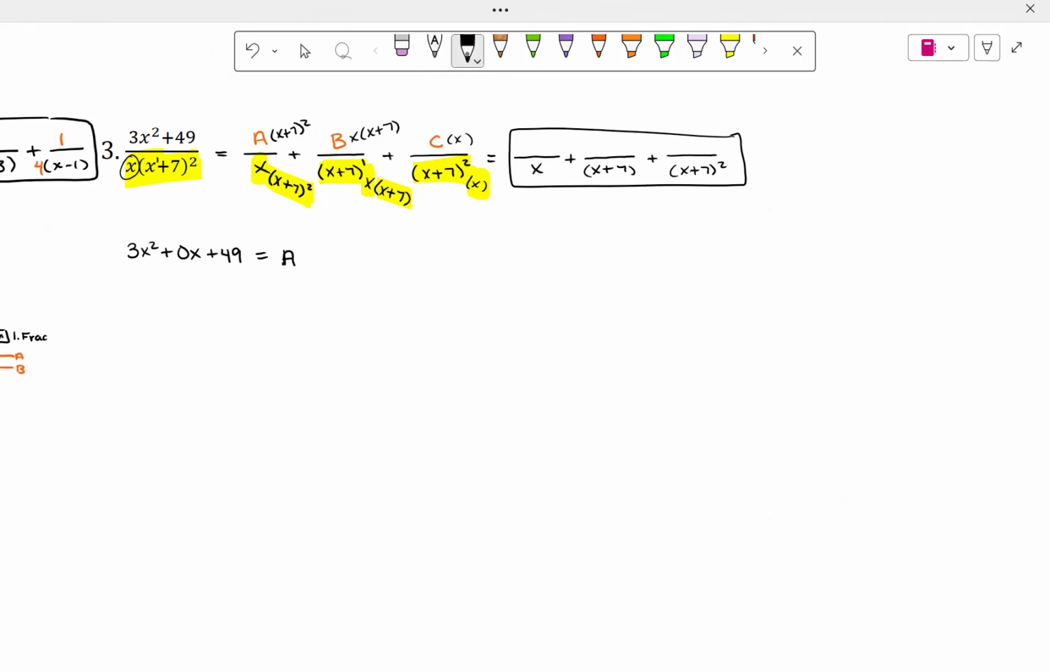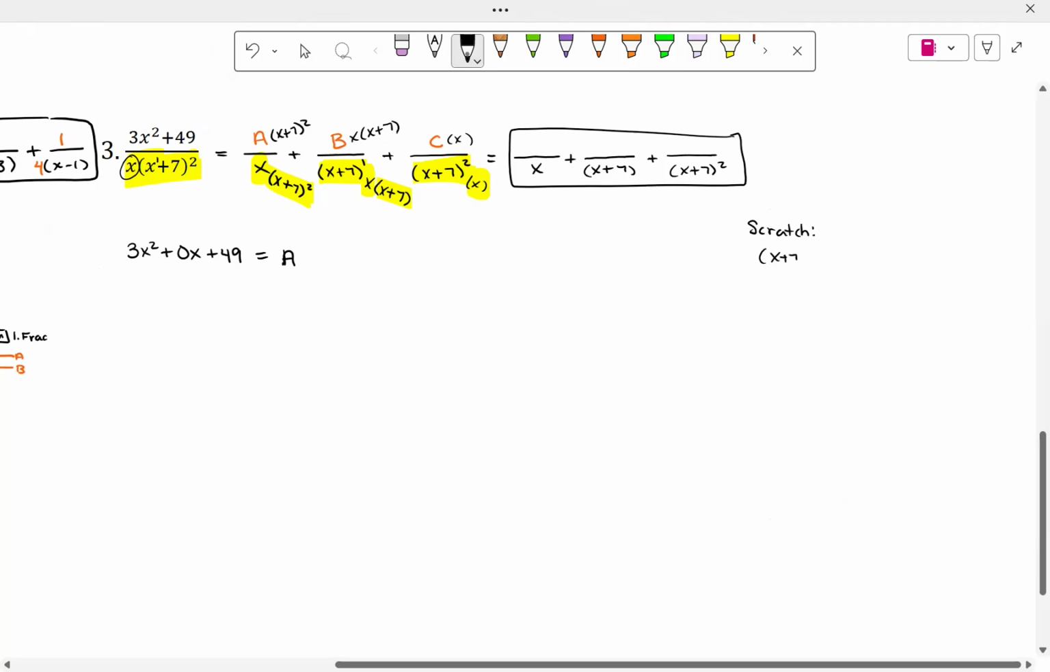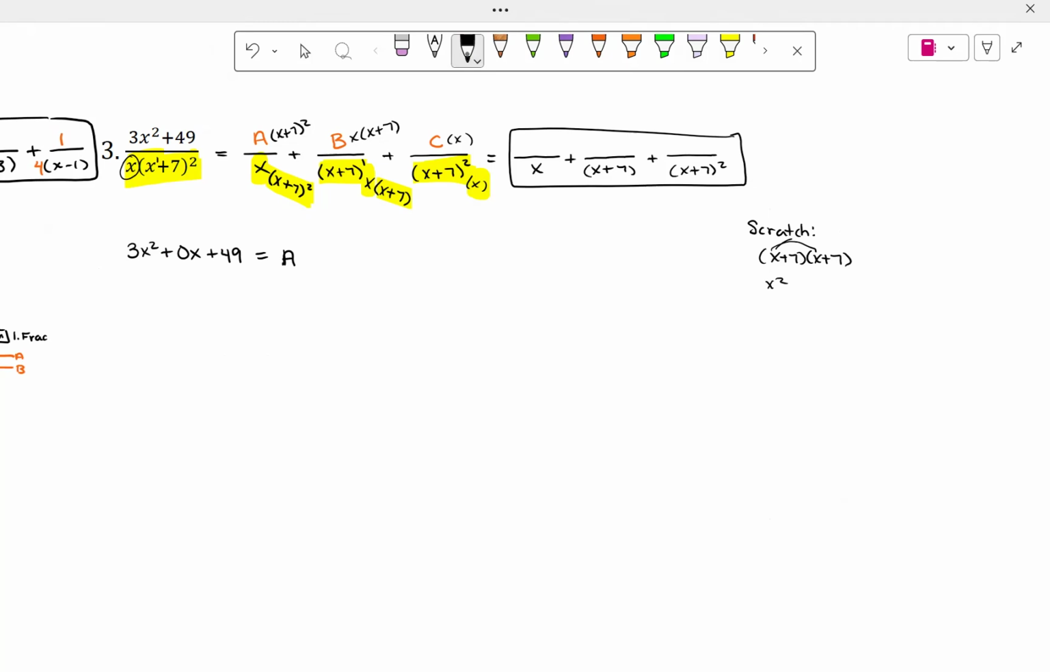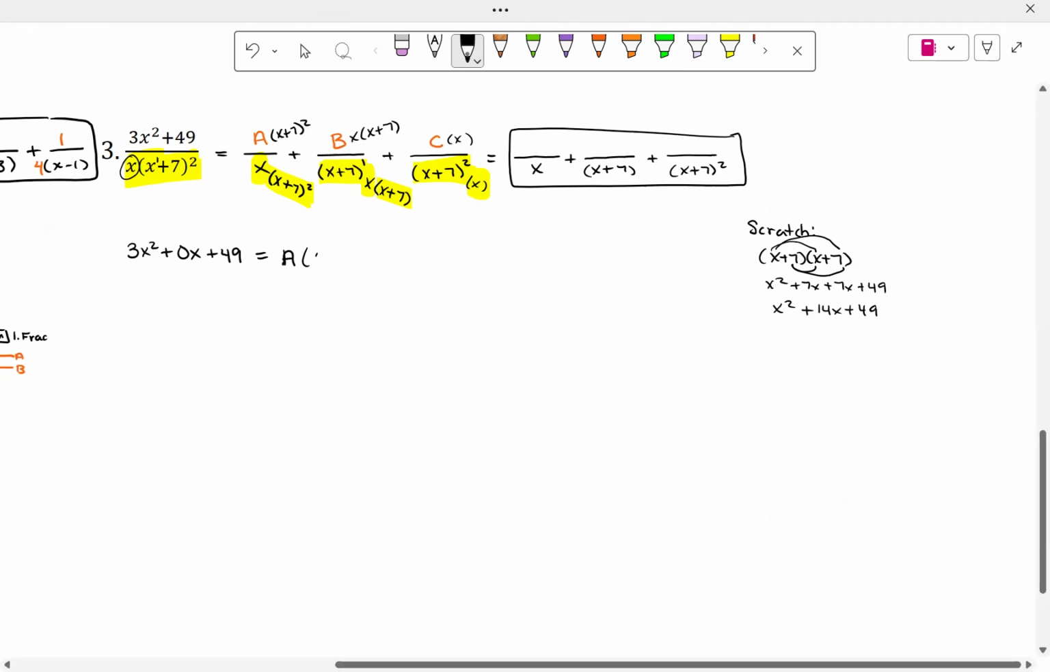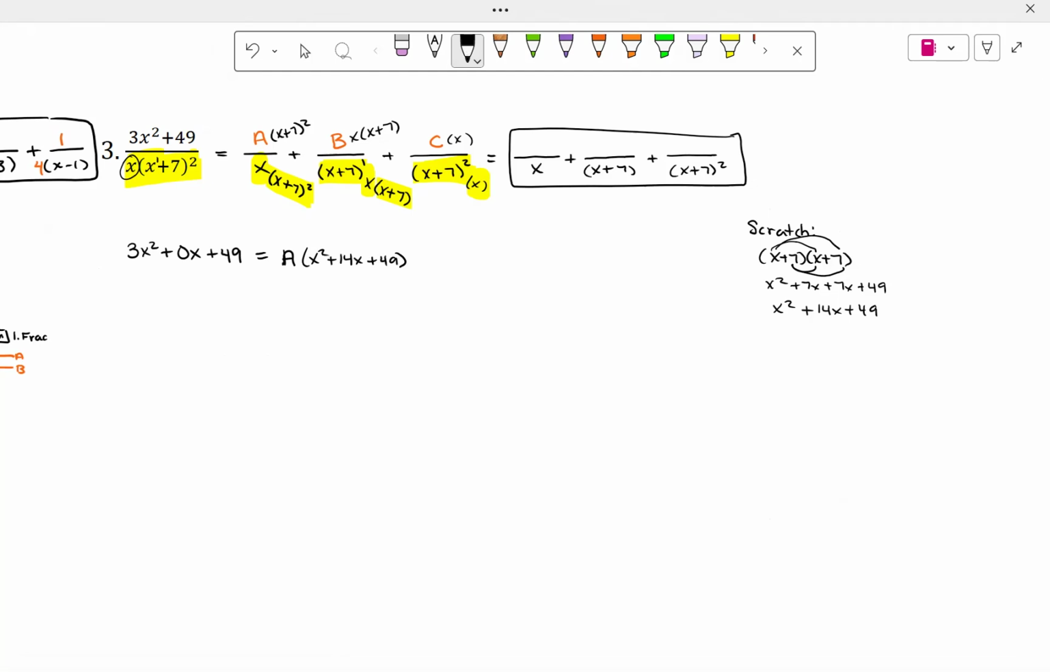Well, I know that, let's do some scratch work over here on the side. I know that x plus 7 times x plus 7 needs to be distributed. X times x is x squared. X times 7 is plus 7x. Distribute 7 times x is plus 7x. And 7 times 7 is plus 49. So this comes down to x squared plus 14x plus 49. And so that's what a is multiplied to. x squared plus 14x plus 49.